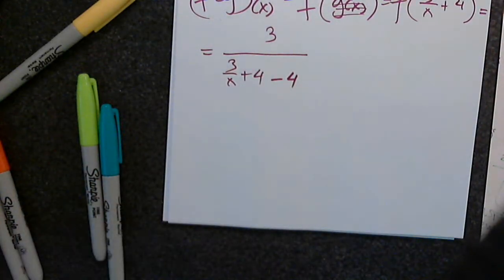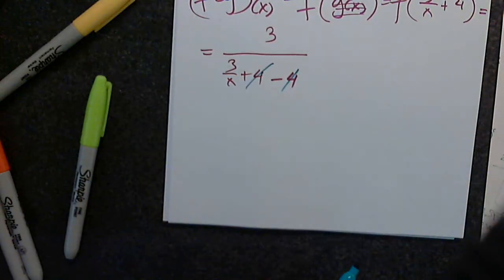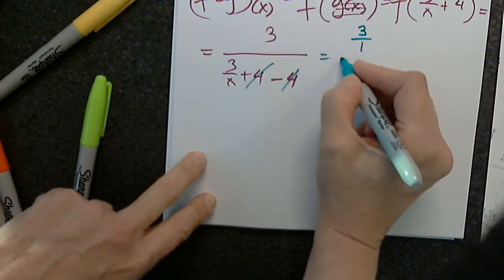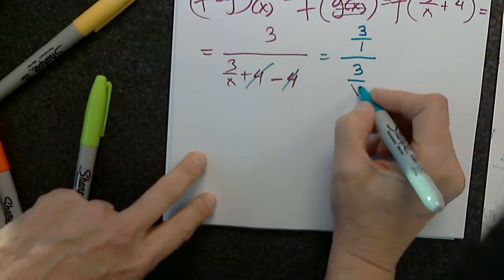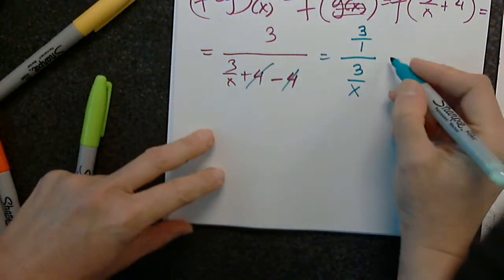What happens here? The 4's go away. The numerator is a fraction. It's 3 over 1. Everything divided by 3 over x. If you remember, 3 is 3 over 1, 5 is 5 over 1, 10 is 10 over 1, okay? How do I divide two fractions? That's why I emphasized it like that, so we can discuss how to divide these two fractions.